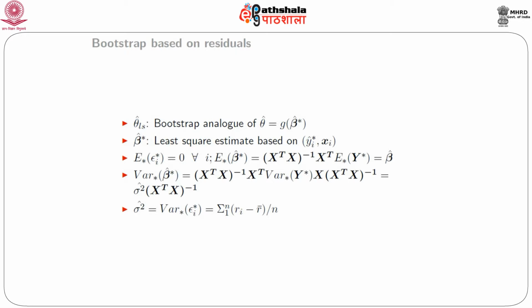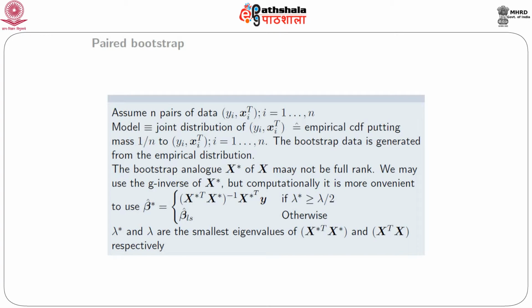Similarly, variance of beta hat star comes out to be sigma hat square (X transpose X) inverse, where sigma hat square is variance of epsilon_i star, which is 1 by n, sum over i from 1 to n, of (r_i minus r bar) square, or the residuals square. Now, the paired bootstrap.